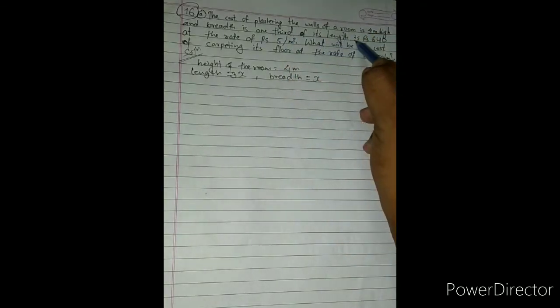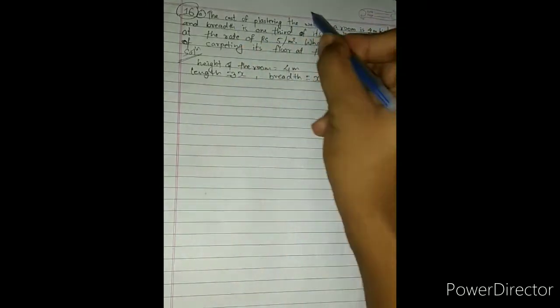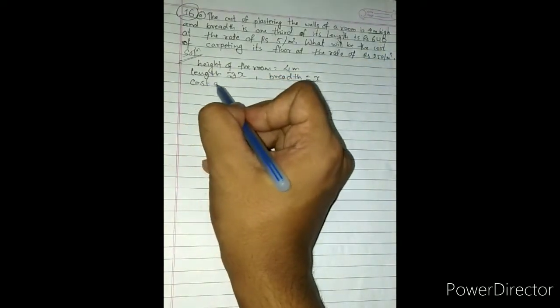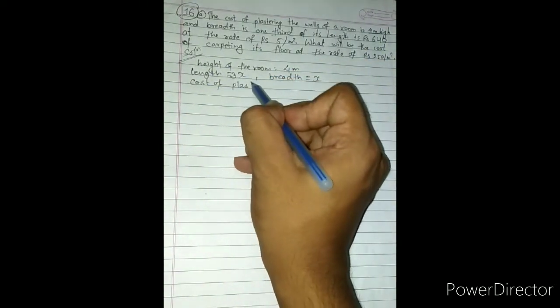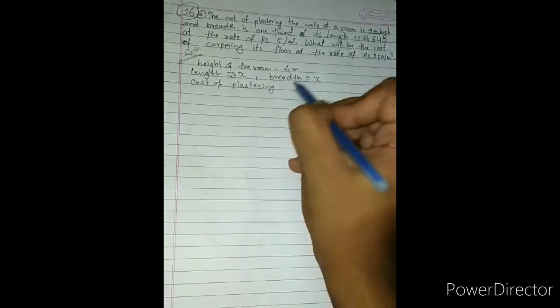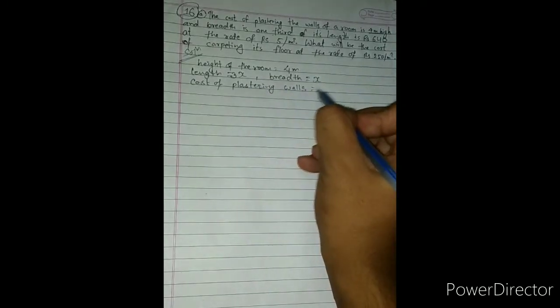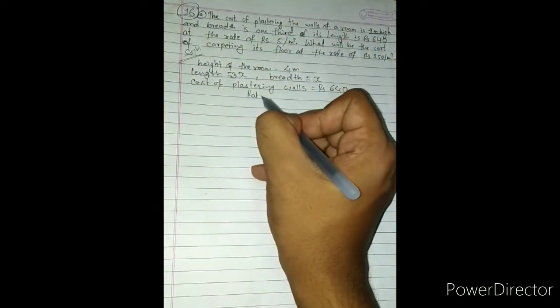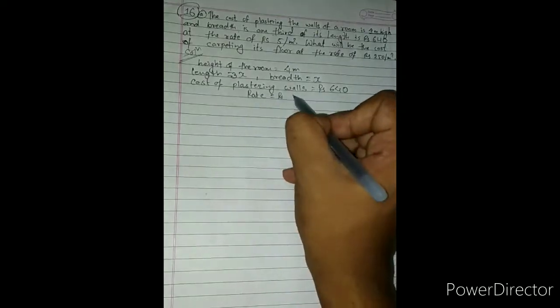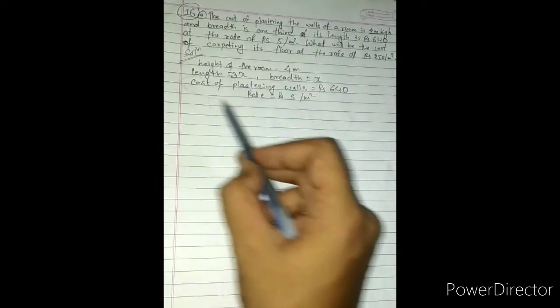The cost of plastering the walls is given, 640, at the rate of rupees 5 per meter square. Now from here, what can you find?